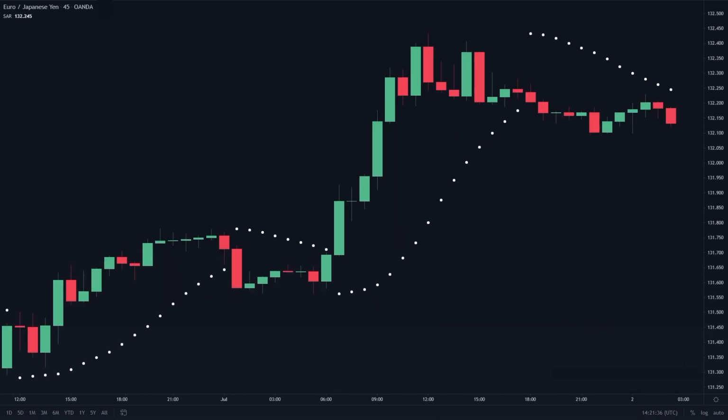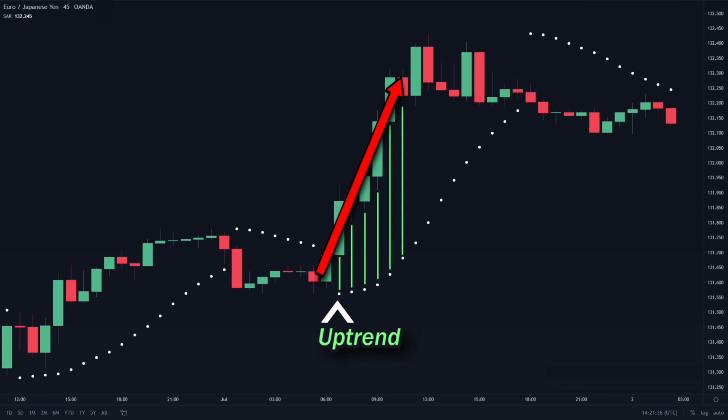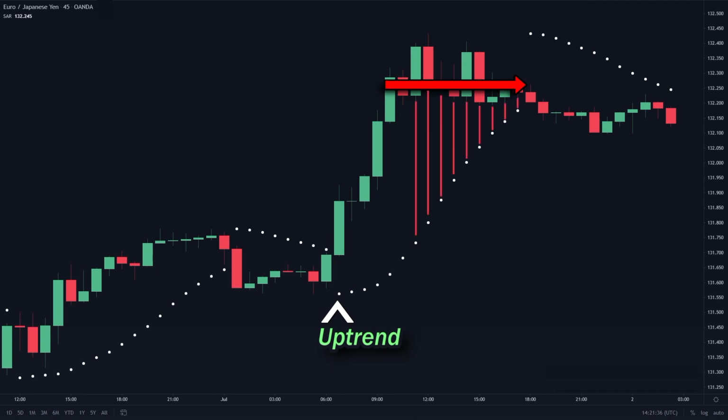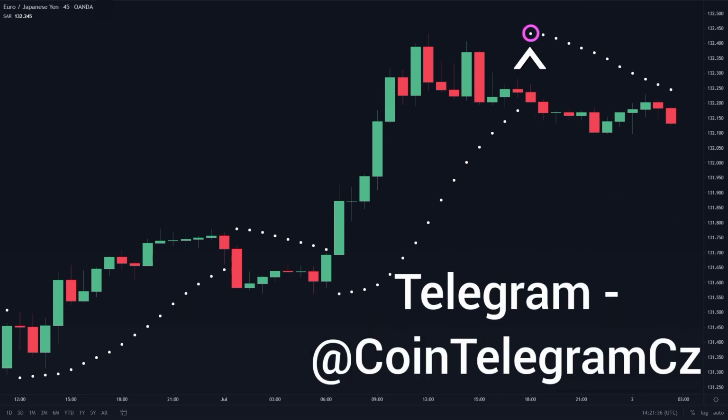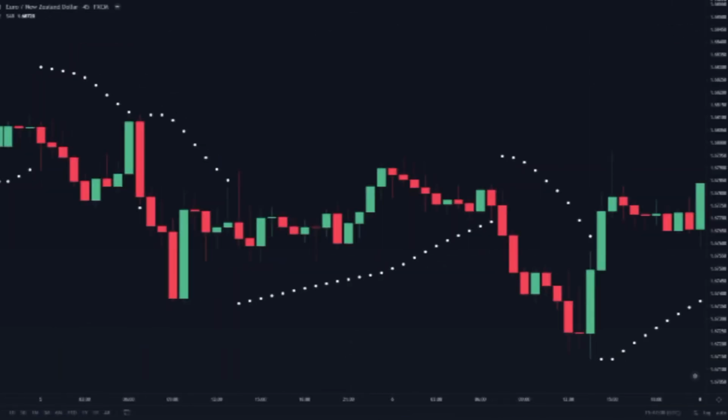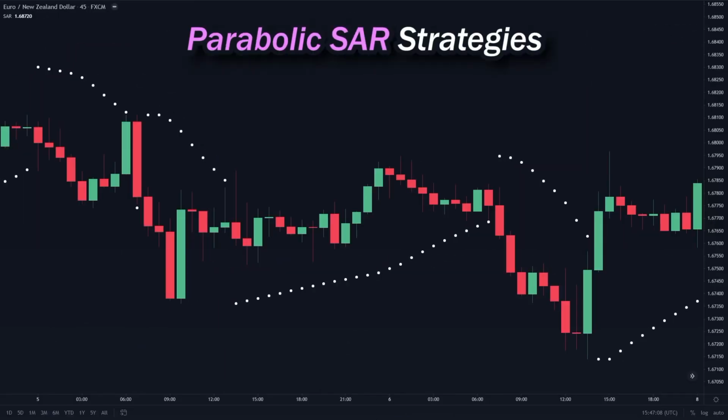So here, we can see that the dot is below the candle, indicating that the current market is on an uptrend. Then, as the uptrend starts gaining momentum, notice that the distance between the dot and the candle also increases. And after that, as the momentum starts getting weaker, the distance between the dot and the candle becomes narrower, until finally, the dot switches to above the candle, indicating that the direction of the trend has now reversed to the downside.